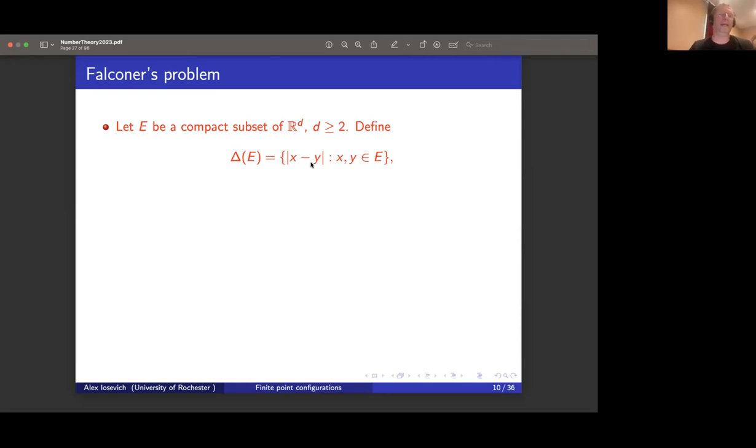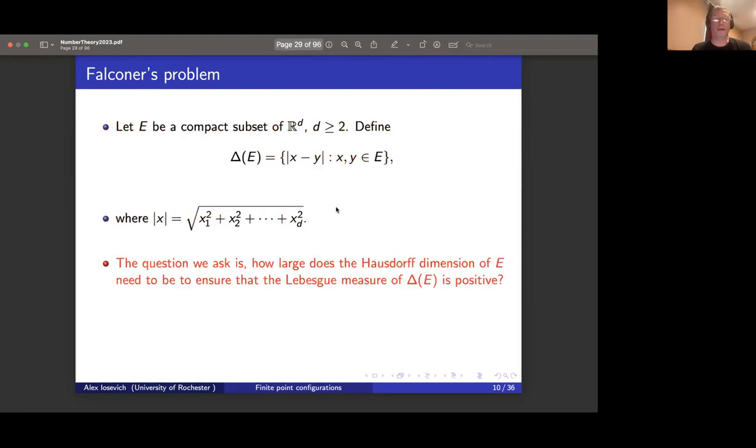I have already explained why the distance matters, but from this point on, I'm going to mainly stick to the Euclidean distance until I start discussing sharpness examples, where once again, the number theory associated with different distances is going to kick in. But for now we have a Euclidean distance. And the question we ask here, so the notion of large changes. In the case of the Erdos problem, the notion of large was simply the count. In this case, the notion of large is the Hausdorff dimension. So how large does the Hausdorff dimension need to be to ensure that the Lebesgue measure of the distance set is positive?